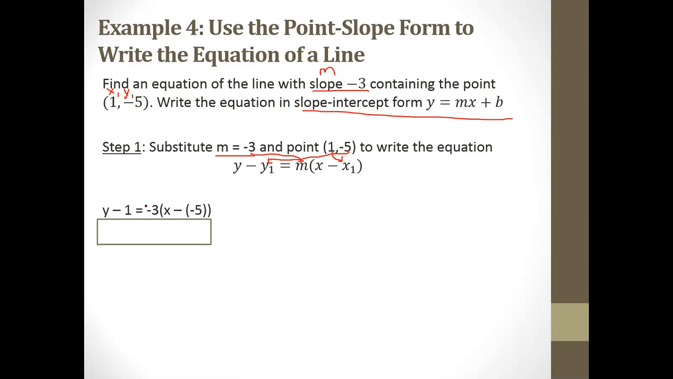And this is our equation. y minus 1 equals -3, and in parentheses, x minus -5. Remember, a minus and a minus side by side is addition. So we would simplify this as y minus 1 equals -3, and in parentheses, x plus 5.